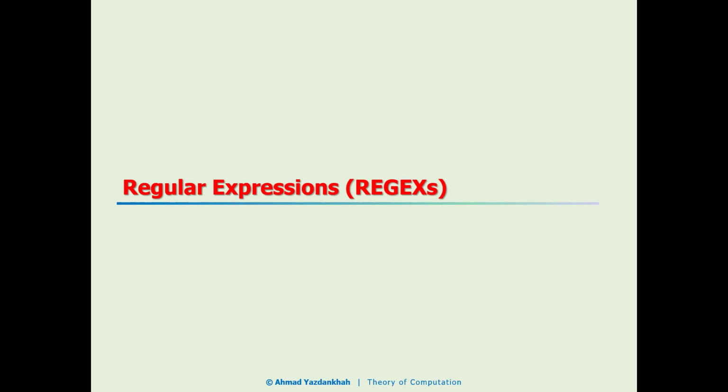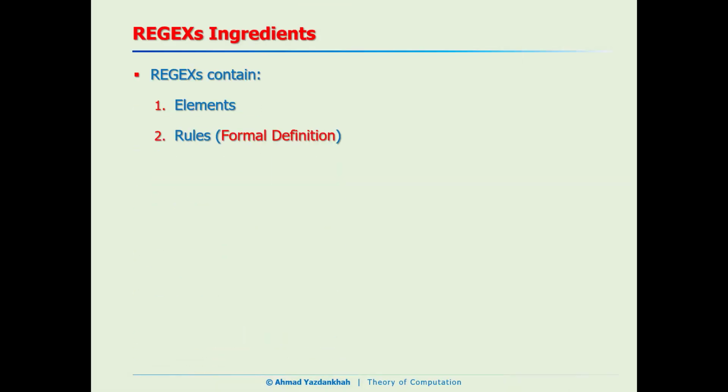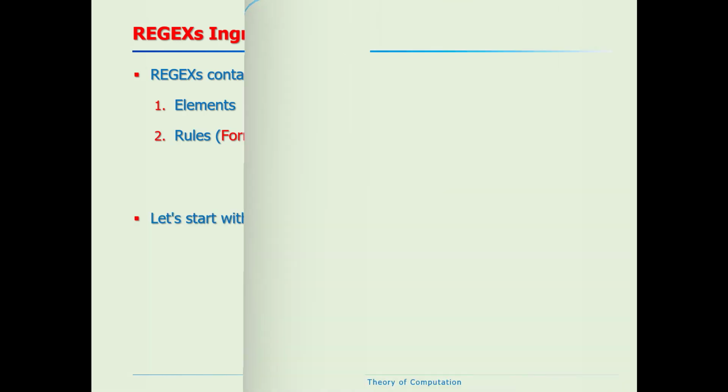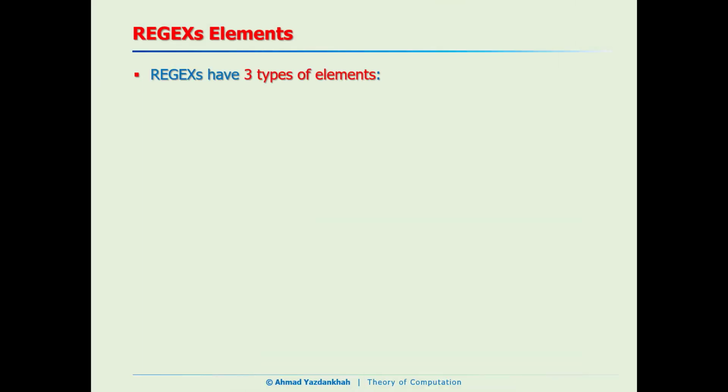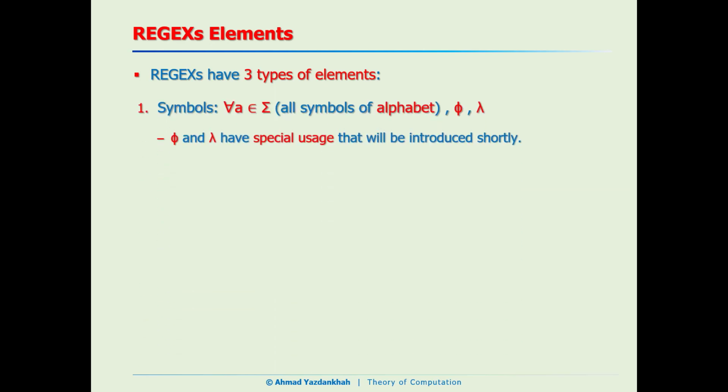Let's see what they are. Regexes contain two parts: elements and rules, or formal definitions. Let's start with elements. Regexes have only three types of elements. First are the symbols, and these symbols contain the alphabet that we are so familiar with. And we also have two more symbols that we will introduce shortly.